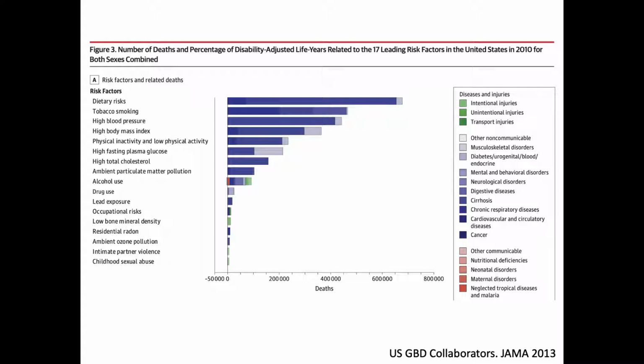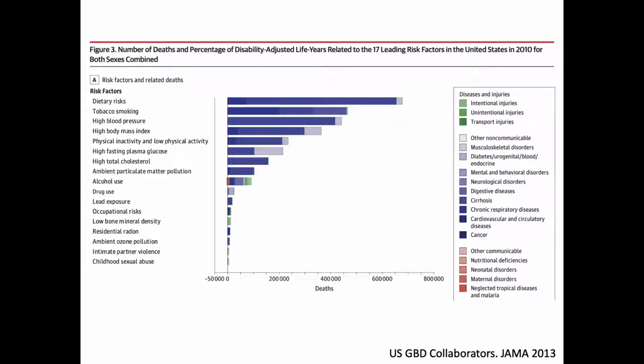Here is looking at the number of deaths and percentage of disability-adjusted life years related to 17 leading risk factors in the United States in 2010. And if you think back to the previous slide, you can appreciate how many of these risk factors are in fact causes of these non-communicable diseases. For example, tobacco smoking, high blood pressure, alcohol use. And what you can see here is that these risk factors really account for a large proportion of deaths due to these diseases and injuries.